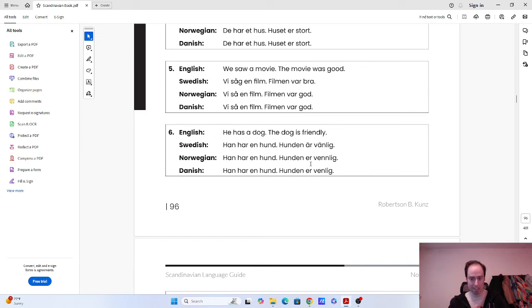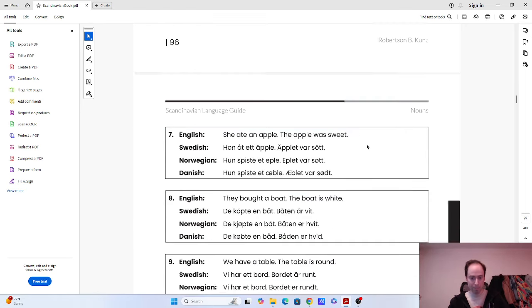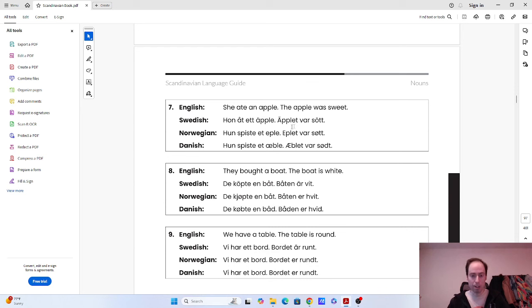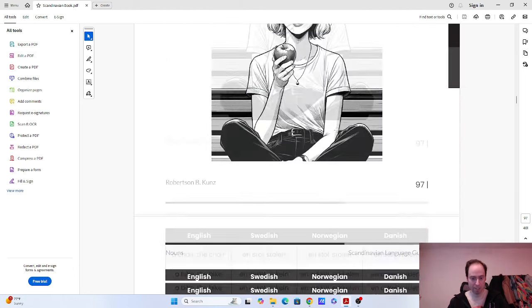Almost exactly the same. You'll notice that Swedish uses this A with the umlauts a lot, whereas Norwegian and Danish use the E. And that's just the only difference here in these sentences. Again, we'll see here with apple, Swedish and Norwegian use the aspirated P, whereas Danish uses the B. And that is the difference. You'll see Swedish uses a different verb than Norwegian and Danish do here. But let's see what else. We can come down here.